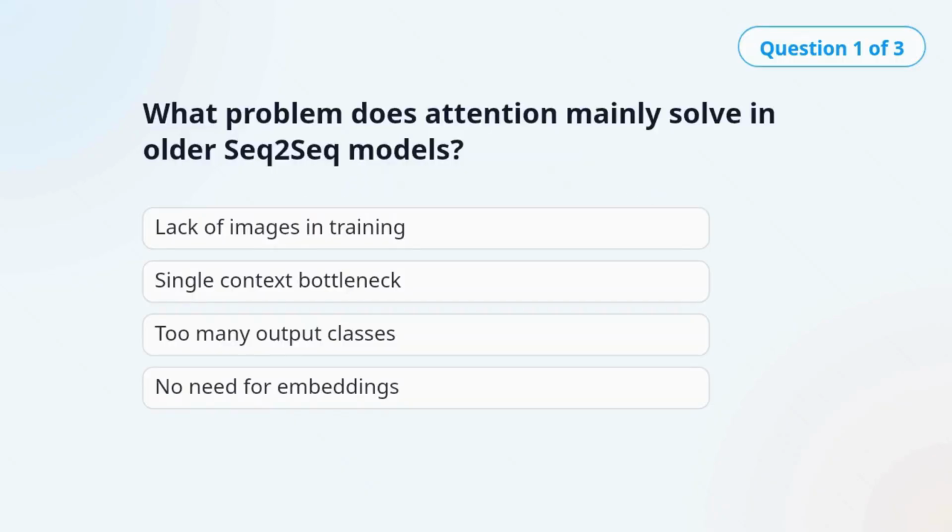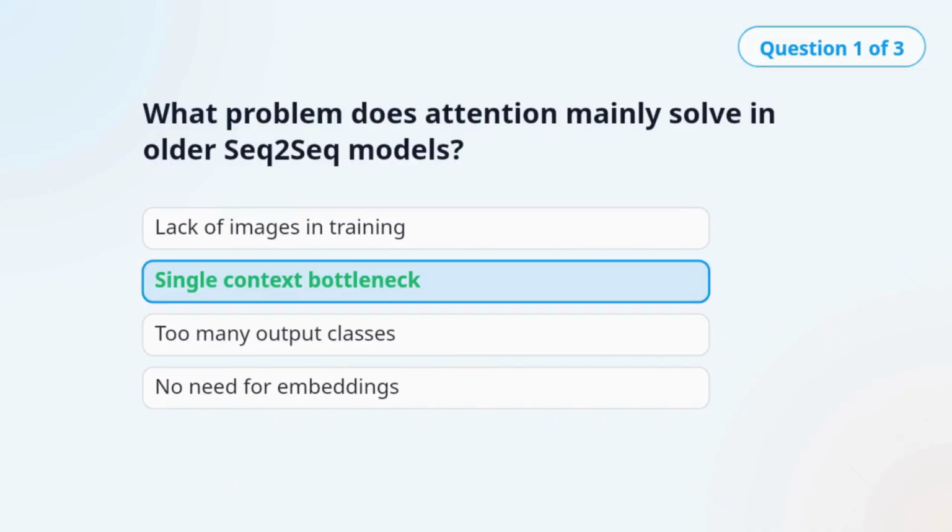Question 1. What problem does attention mainly solve in older seq-to-seq models? The correct answer is single context bottleneck. Attention reduces dependence on one compressed vector by letting the model access all relevant states.